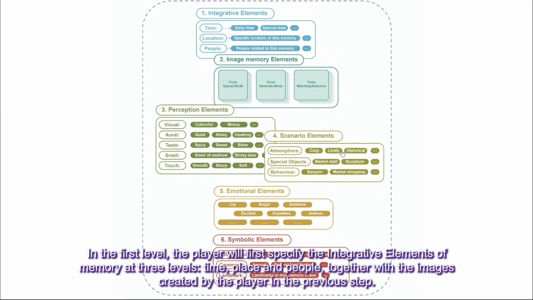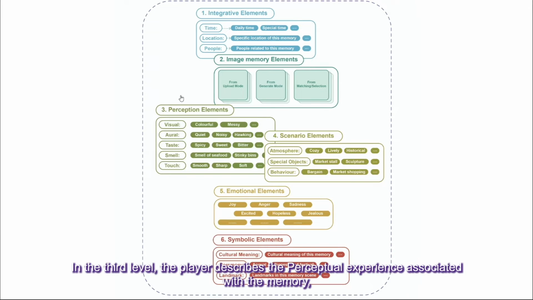In the first level, the player will first specify the interactive elements of memory at 3 levels: time, place, and people, together with the image created by the player in the previous step. In the third level, the player describes the perceptual experience associated with the memory and records the atmosphere, special objects, and the special behavior associated with the scenario.